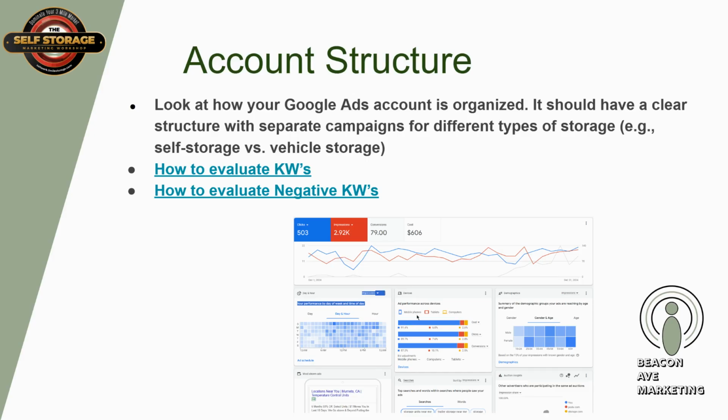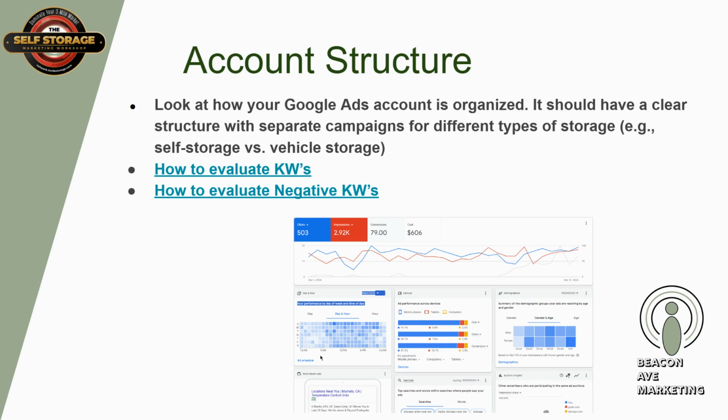I also provided an example of a very good campaign, one of the campaigns that I run, based out of California. This is for just one facility. We get 503 clicks. We had 2,920 some odd impressions, 79 conversions. That does include phone calls. And then we spent $606. This is in 30 days.